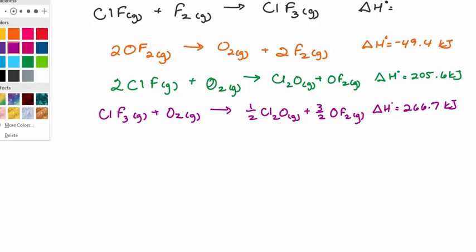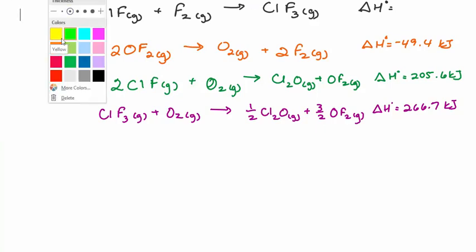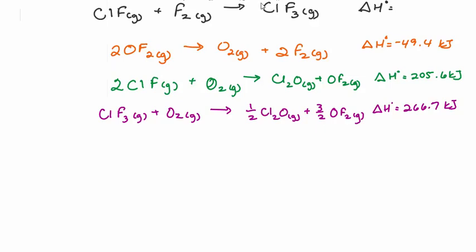Okay, so when we go to analyze this, we need to look at it in terms of our target equation. If I start with the target product, and it has ClF3 on the product side, I notice that I have ClF3 over here on the reactant side. Now remember that the delta H, when we calculate it, is going to be the sum of the products minus the sum of the reactants.